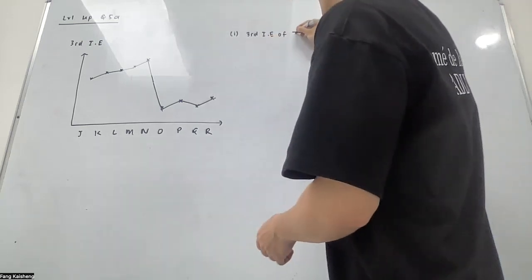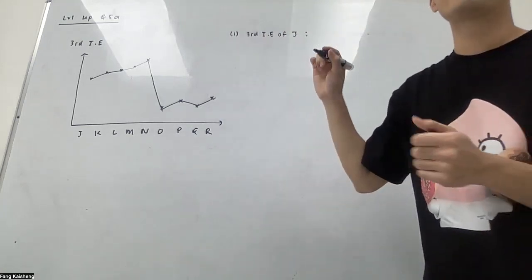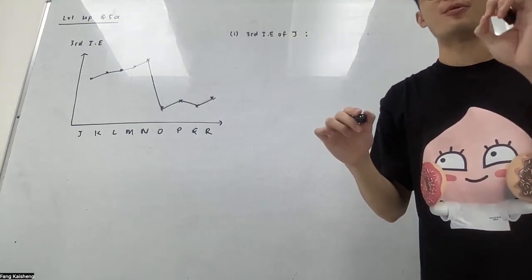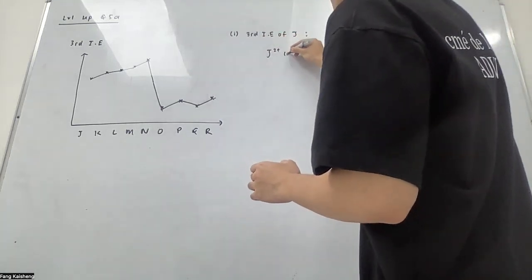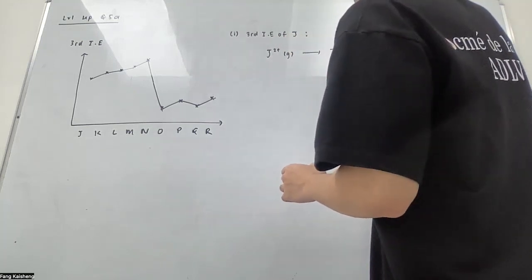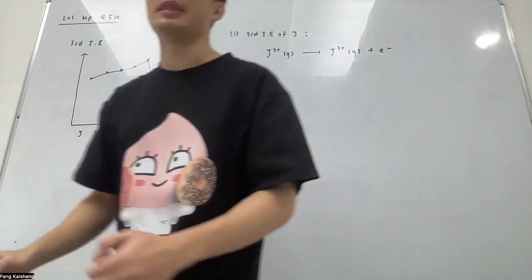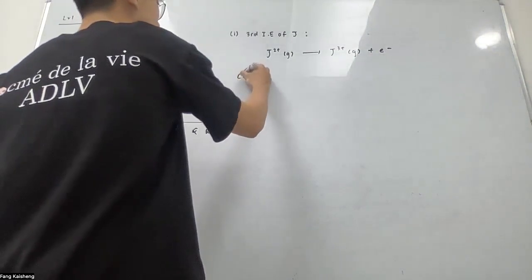J. How do you write this? You start off with where you are removing the third electron from. J2+. Good. I mentioned this in class, do you remember? And J2+ becomes J3+ plus electron. Remember the gaseous state symbol must be there, it's part of it. Easy question. Now let's look at part 2.